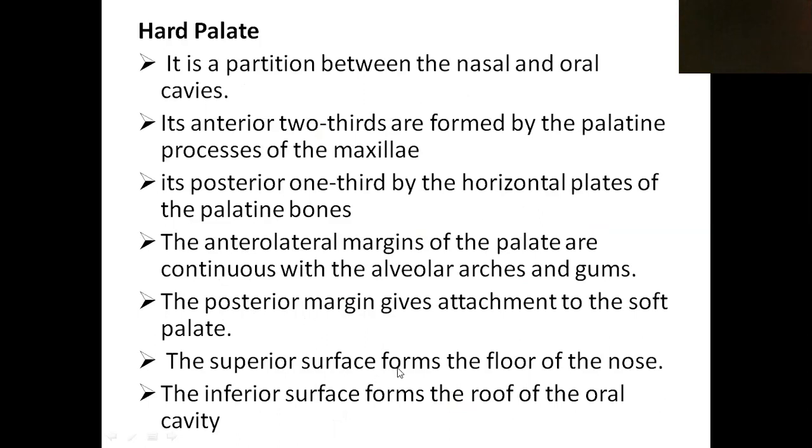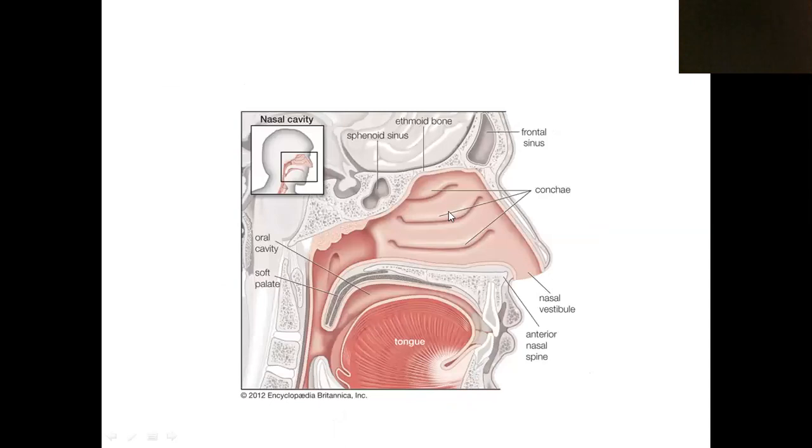Now the superior surface forms the floor of the nose. See, this is the superior surface of the hard palate. There comes the floor of the nasal cavity, and this is the inferior surface. It forms the roof of the oral cavity. So some features of this hard palate: it's a partition between the nasal cavity and the oral cavity. Its anterior part is made up of the palatine process of the maxilla. The posterior part is made up of horizontal plates of the palatine bone. The superior surface forms the floor of the nasal cavity. The inferior surface forms the roof of the oral cavity.